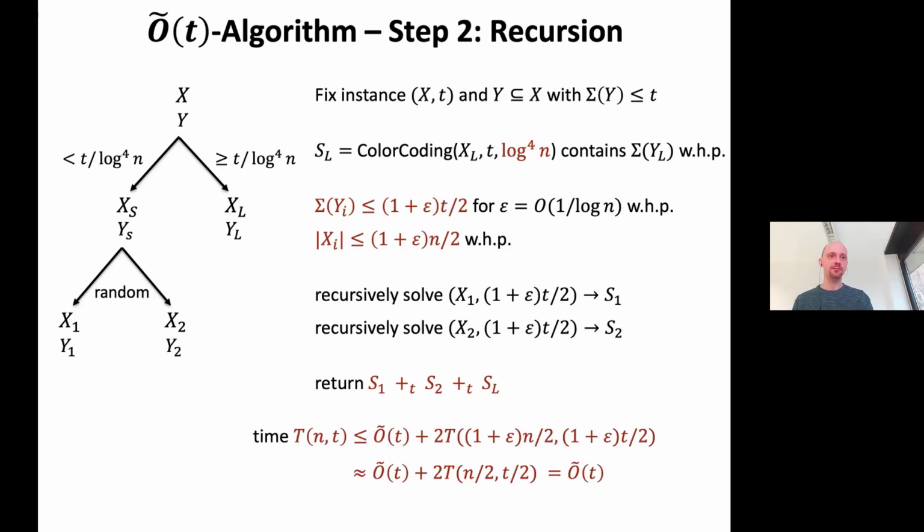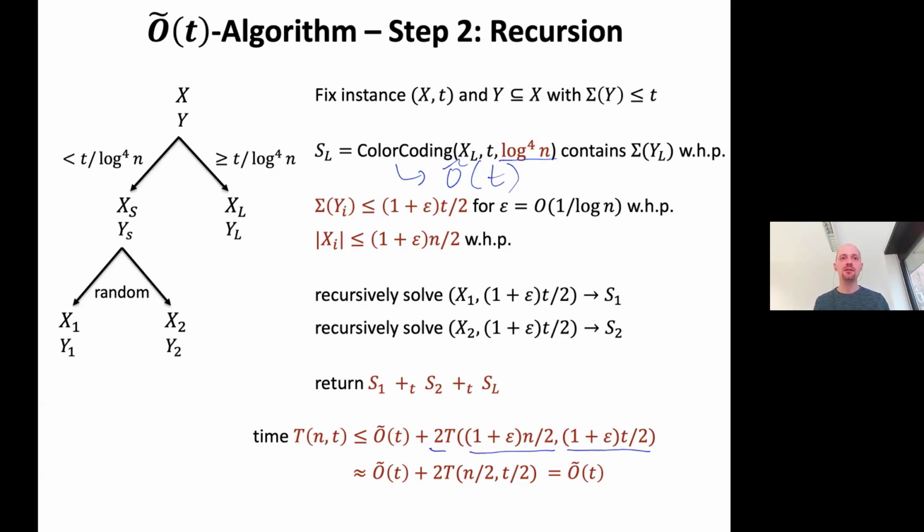Good. Then, if you think about it, this gives rise to the following kind of recursion for the running time. Directly we spend time near linear in T to compute the sumset in the last line. And also this color coding procedure runs in time near linear in T, because the running time was T times K squared, but for K we plug in a polylog n factor. And then we get two subproblems where the number of items is basically n half and the target is basically T half.